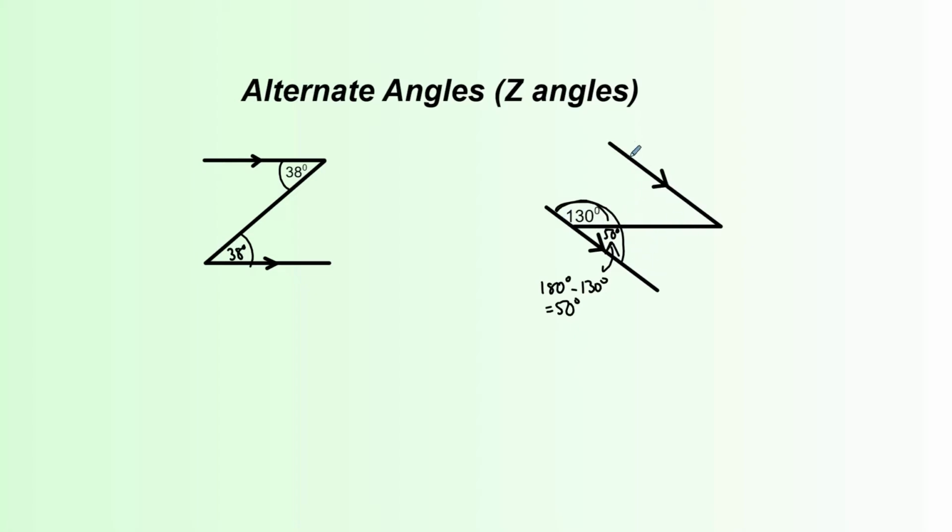Here's the Z corner here. Here's the other Z corner. That's got to be 50 degrees as well. And that's how you use Z angles.